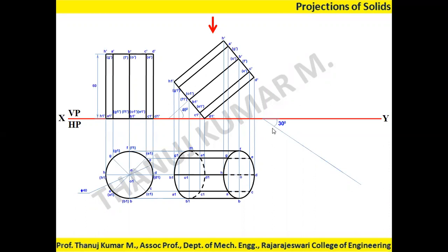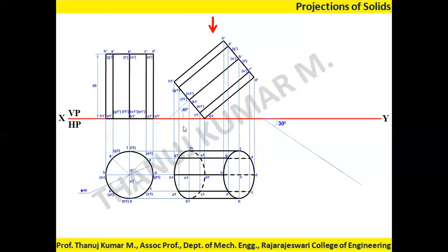Then we need to give the HP inclination and VP inclination, that is 30 degrees to VP. Draw the inclination with respect to 30 degrees. Here, this axis line O1 of the top view is the apparent top view. This apparent top view itself is inclined at 30 degrees. Okay, this itself is inclined.